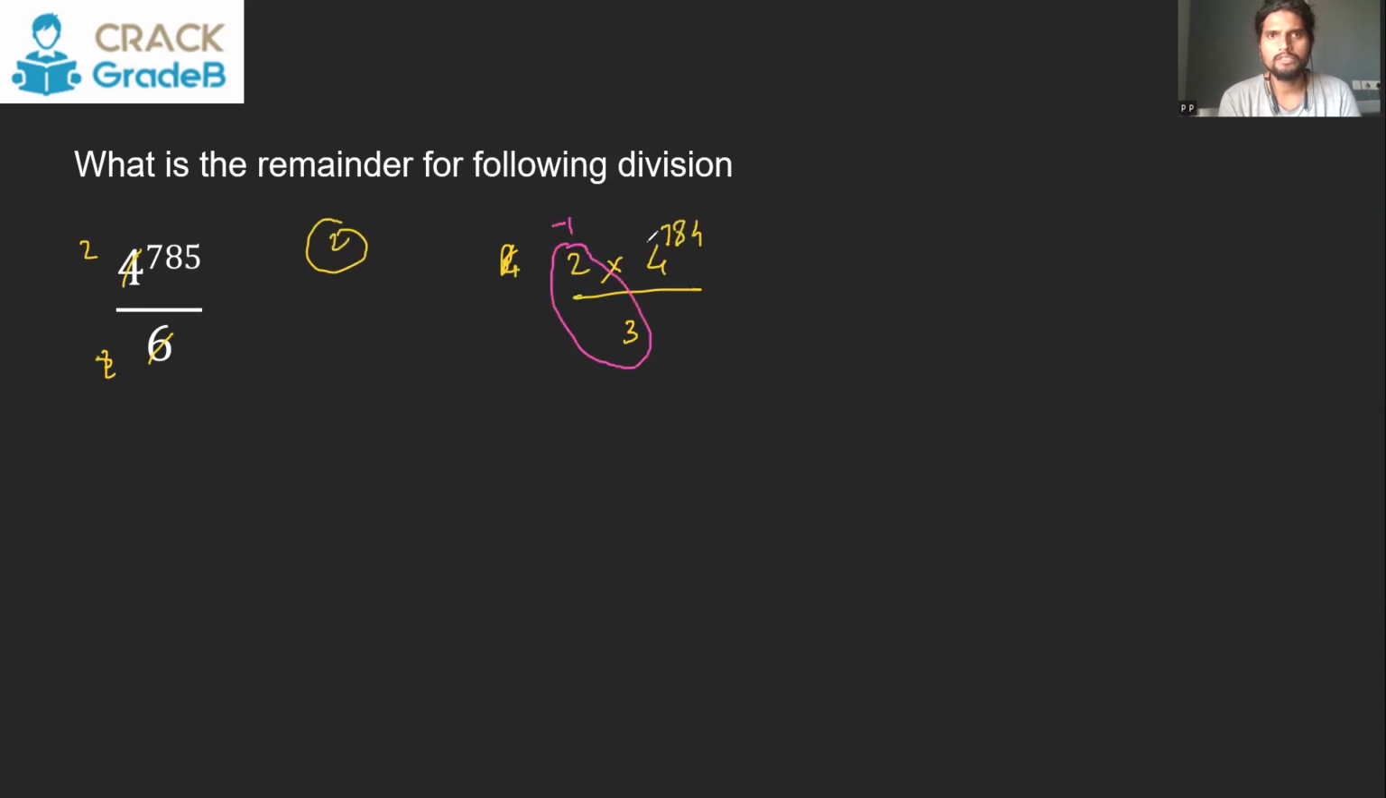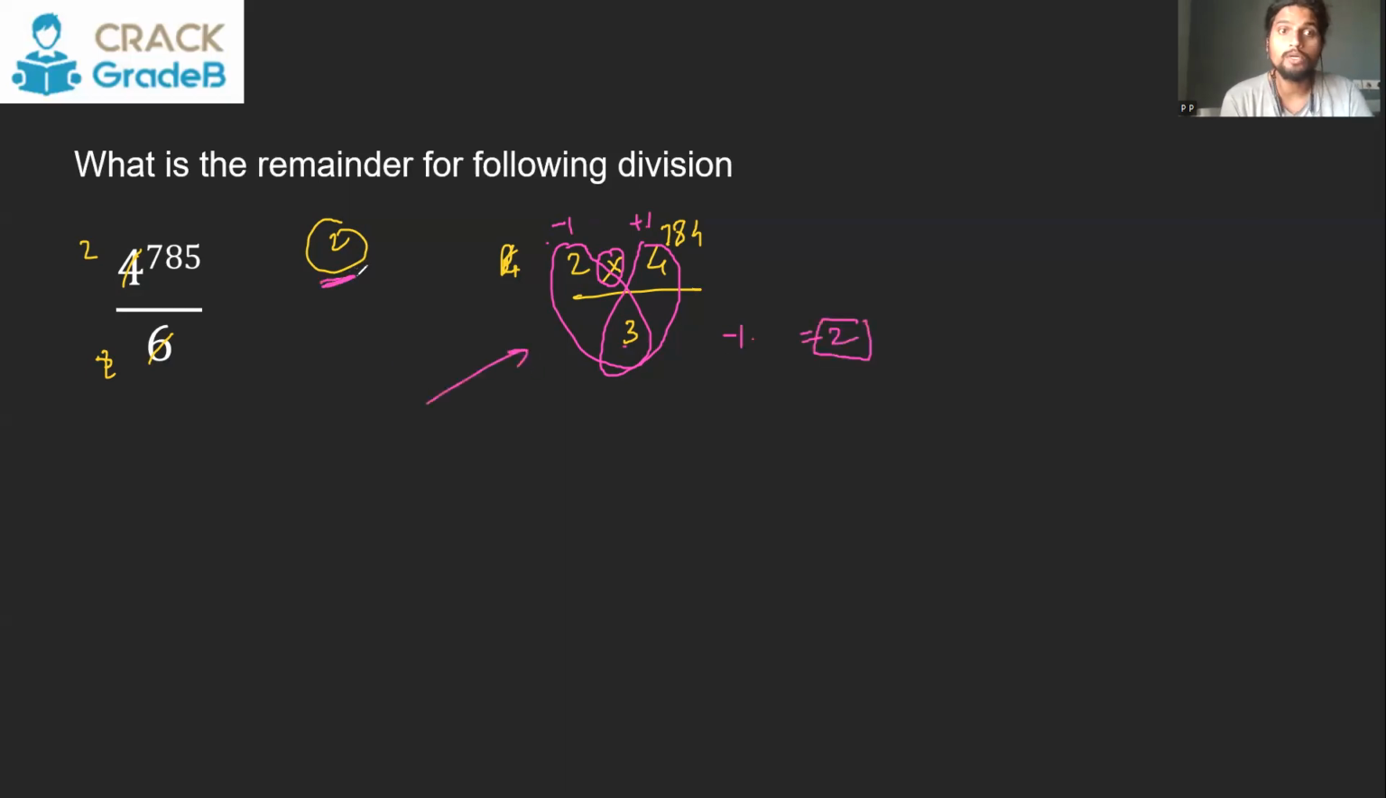This here is -1 and this here is +1. And the sign between is into. So -1 plus 1 is going to be -1. The product is -1. And 3 minus 1, that is 2. So the positive remainder for this is 2.